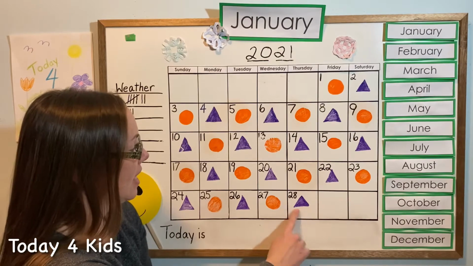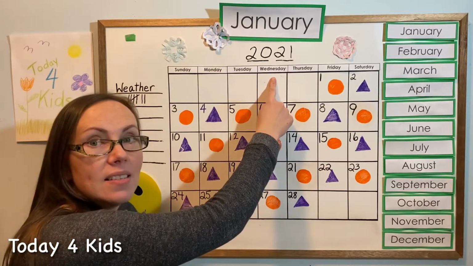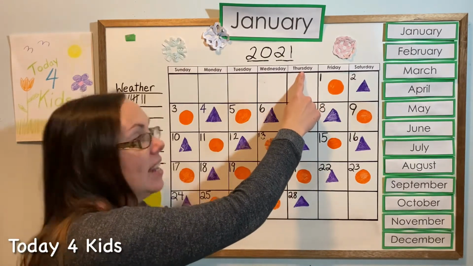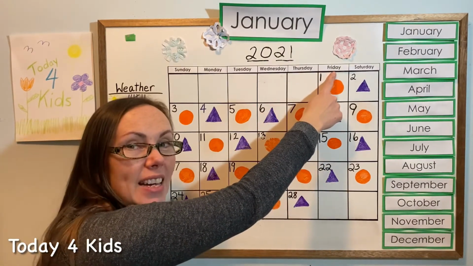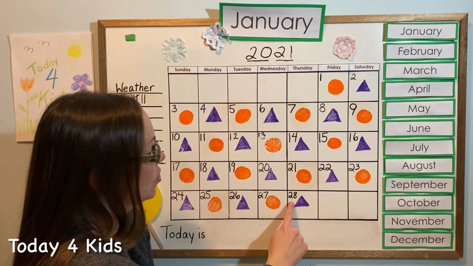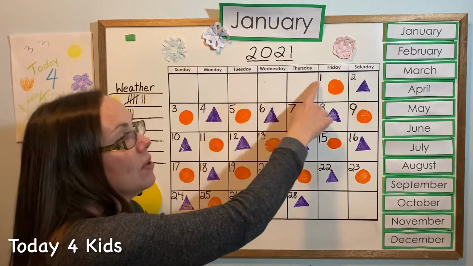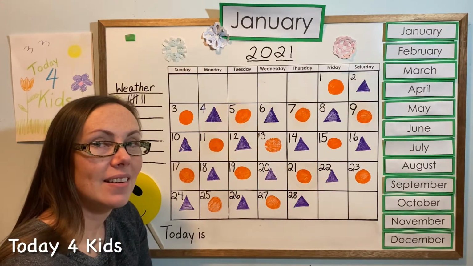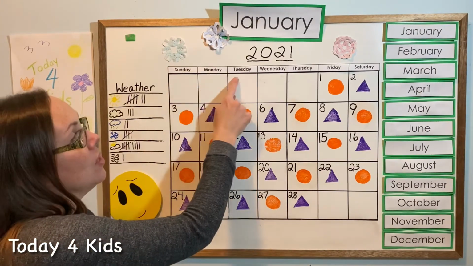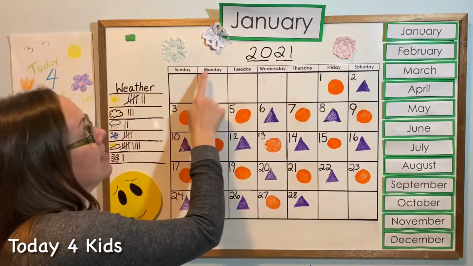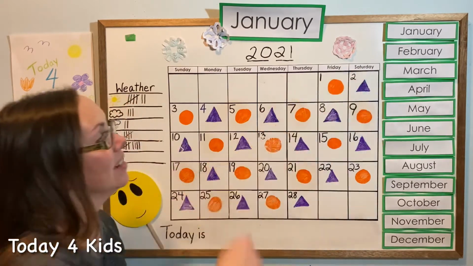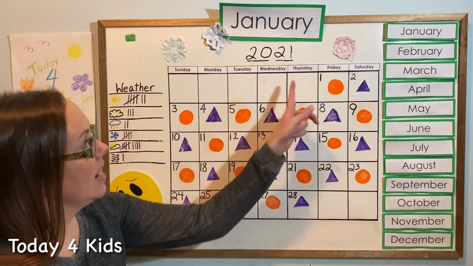So this is today. Yesterday was Wednesday. So today is Thursday, and tomorrow will be Friday. So today is Thursday, Thursday the 28th. Do you remember how many days are in the week? Good guess. There are 7 days in the week. 1, 2, 3, 4, 5, 6, 7. Sunday, Monday, Tuesday, Wednesday, Thursday, Friday, Saturday. Good job. So today is Thursday.